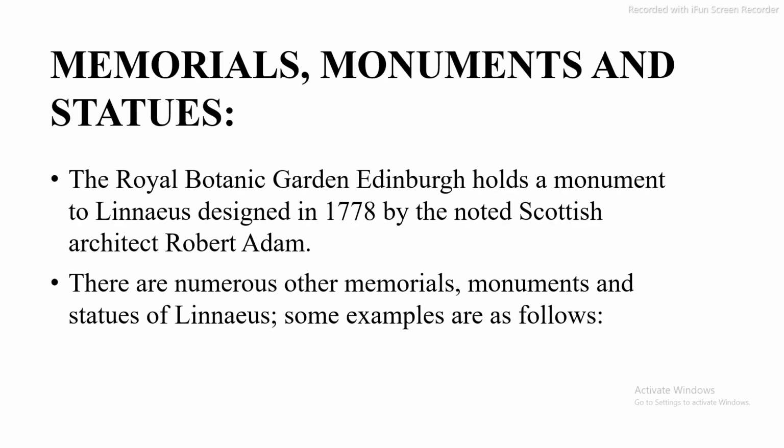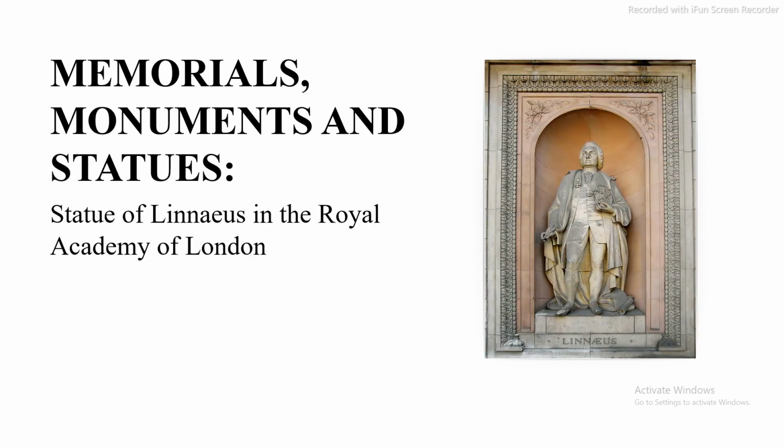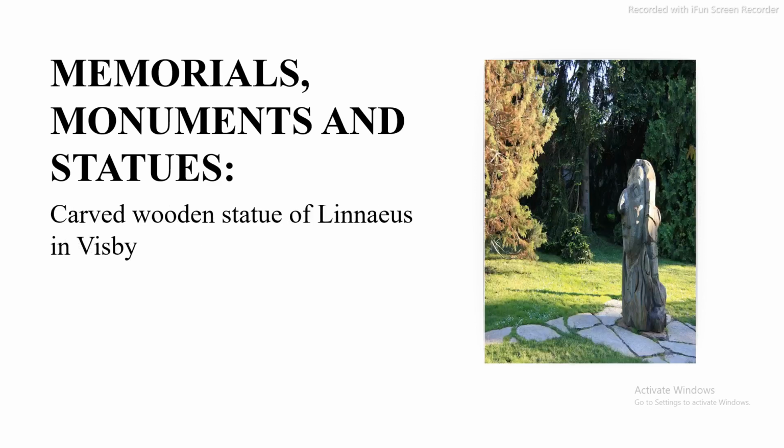Next I am going to discuss the memorials, monuments and statues. The Royal Botanic Garden in Edinburgh holds a monument to Linnaeus designed in 1778 by the noted Scottish architect Robert Adam. There are numerous other memorials, monuments and statues of Linnaeus. Some examples are as follows. The first is the monument by Robert Adam at the Royal Botanic Garden in Edinburgh, you can see in the figure. Second is the statue of Linnaeus in the Royal Academy of London. You can also see it in the figure.